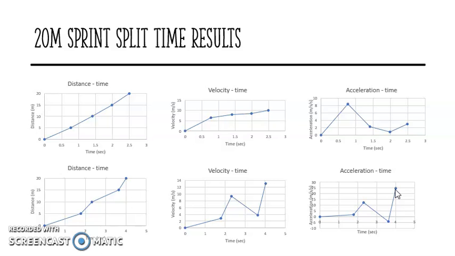This shows us that the better performer, although they accelerated quite fast at the start, they did lose their momentum for the acceleration. However, the worse performer shows that they did not have a good acceleration at the start, but then their acceleration fluctuates because they were not able to maintain their momentum.